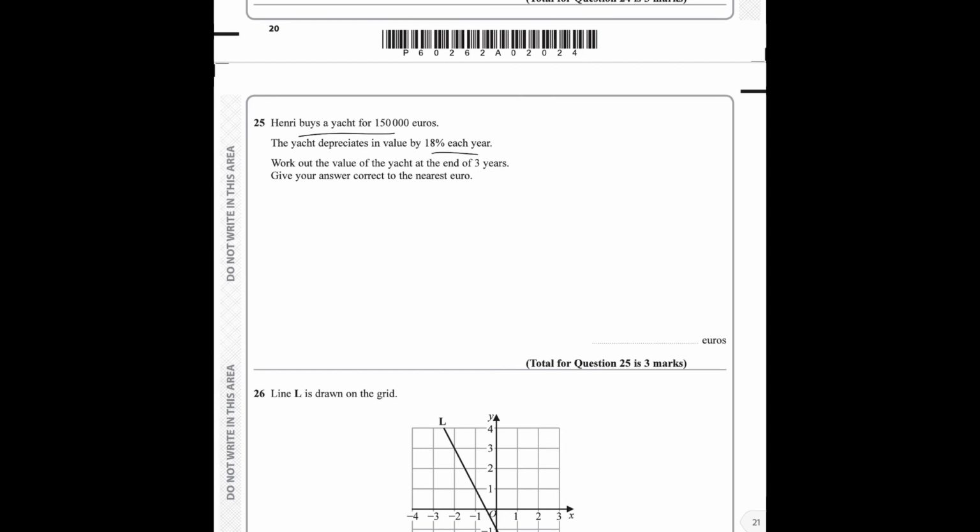Henry buys a yacht for this many euros, it depreciates by this much, work out the value. So you have to know that the new value is equal to the original value times 1 minus 18 over 100, the reason it's minus is because it's depreciating, raised to the power of 3 years. This is an equation that you have to write down. Maybe for 3 marks you just put that and find out what this value is, and I'm not going to do that now in this time. So put that in an equation, and you should be getting about 82,705.2.